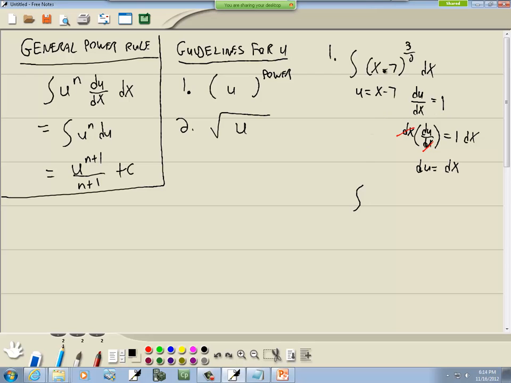Now this becomes, we replace the x minus 7 with u. So that becomes u to the 3/2, and the dx gets replaced by du. Okay, so now we've got u to a power, so we're going to add 1 to our power and divide by our new power. So we have 3/2 plus 1, divided by 3/2 plus 1, and then plus c.